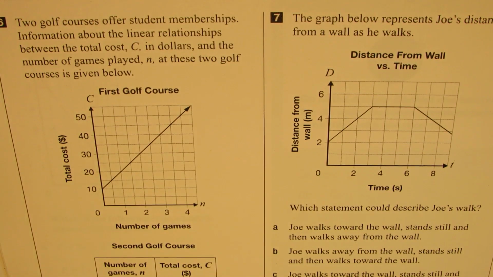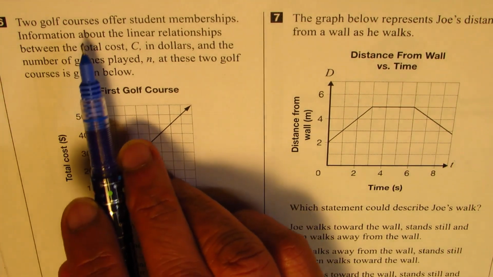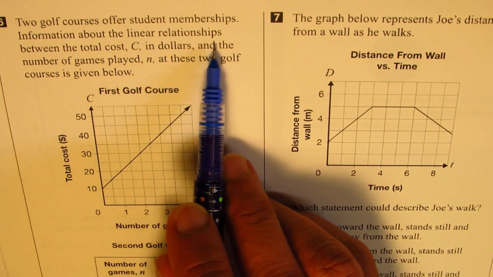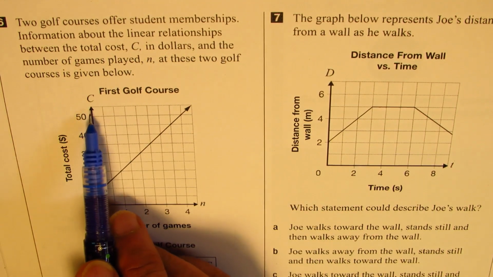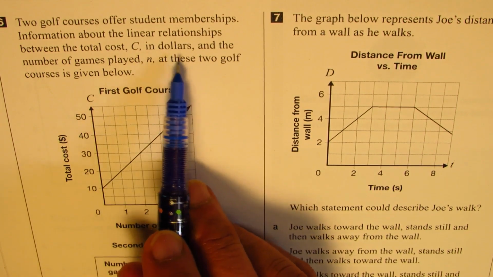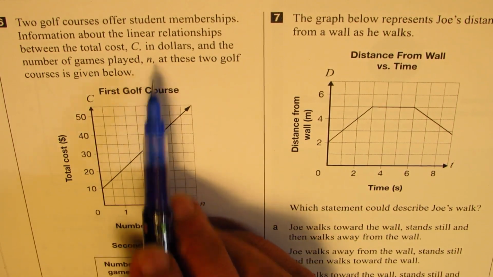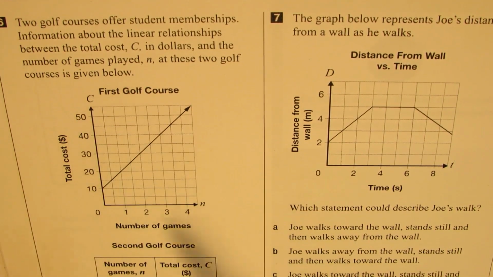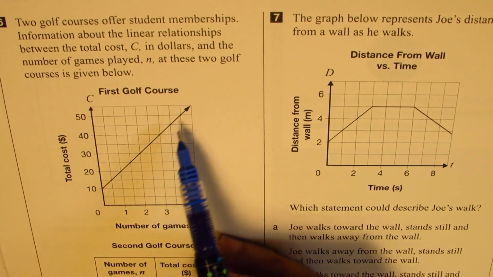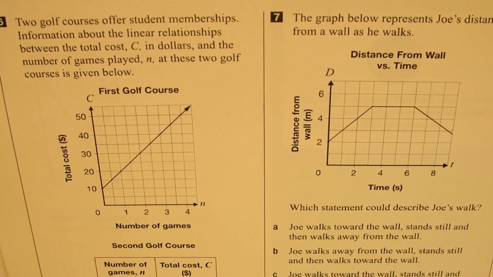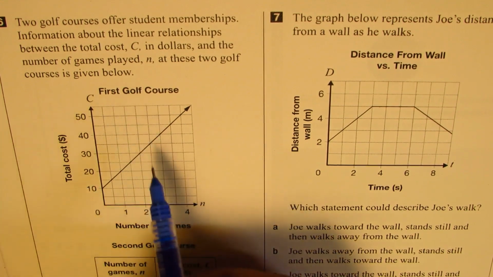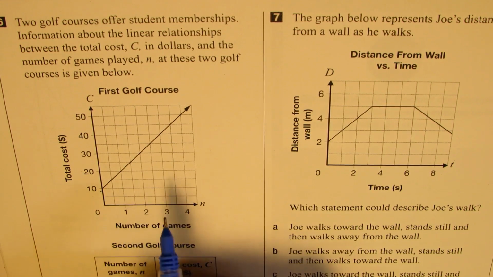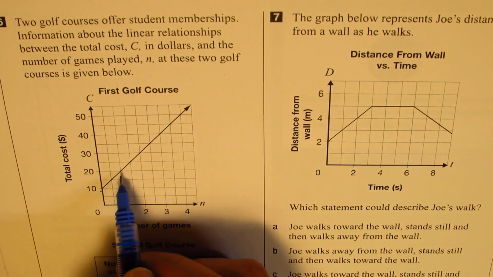Question number 6 is, 2 golf courses offer student memberships. Information about the linear relationships between the total cost C, which is given on the y-axis in dollars, and the number of games played N at these 2 golf courses is given below, right? So there are different ways. So this is a line diagram where we are saying that at first golf course, $10 is the base, and for every game you pay $10 more, right?